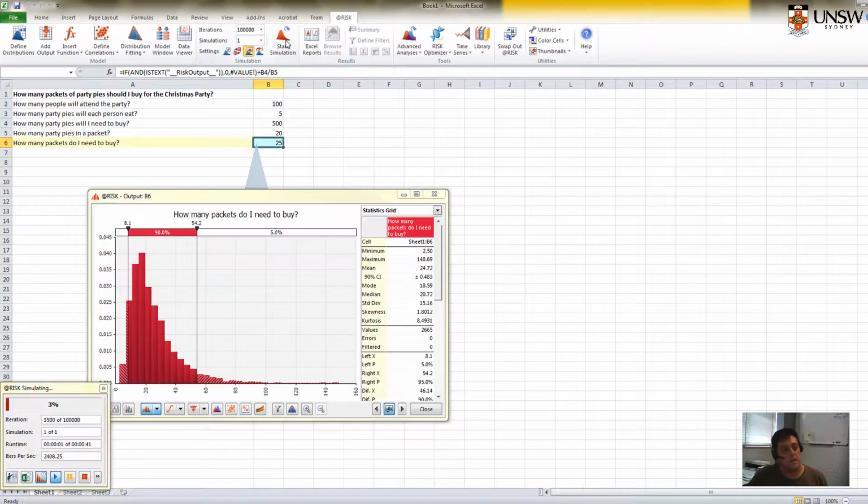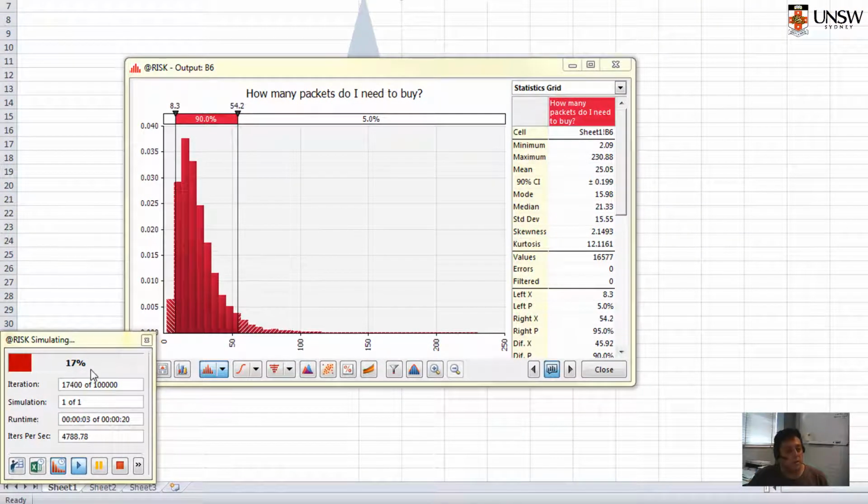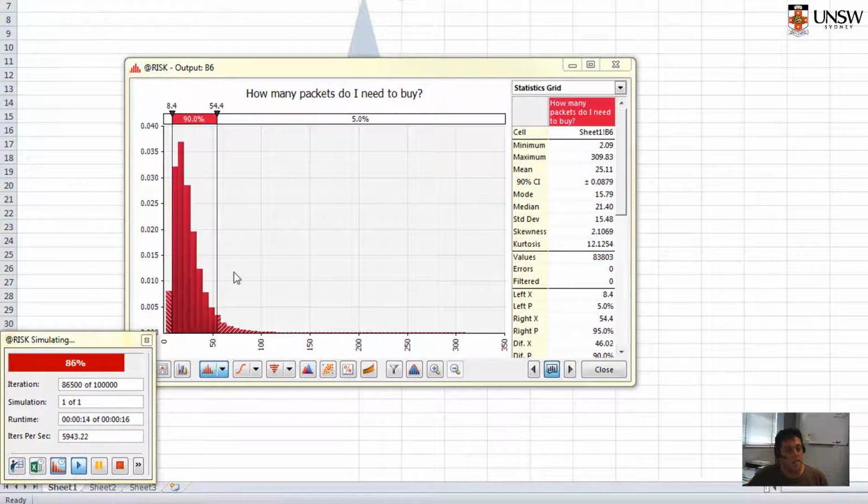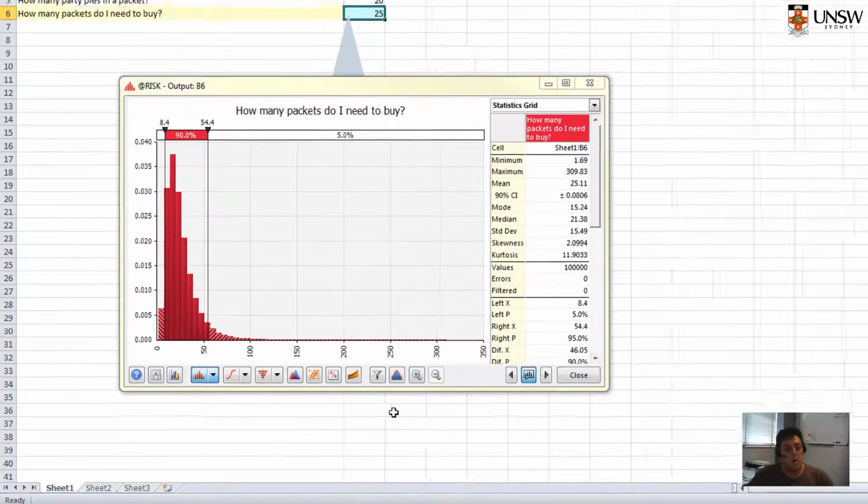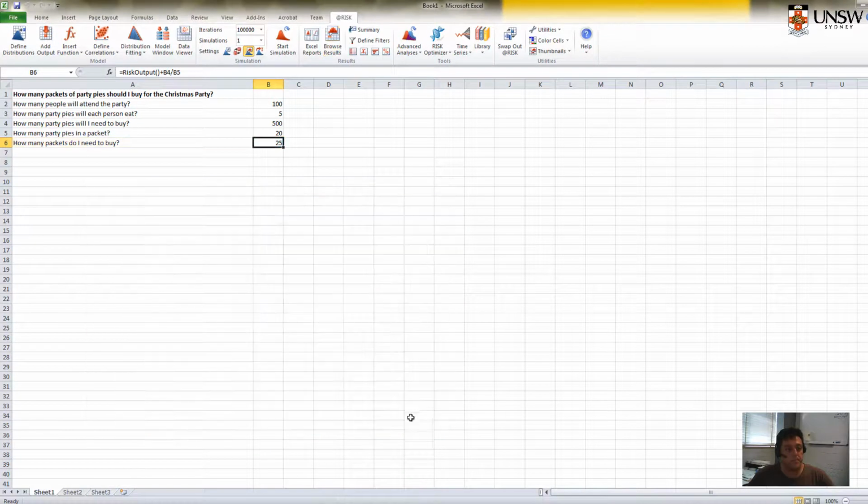So here it is running through the randomly selected values. We can see the number of iterations that have been run down in this box at the bottom, and we're starting to see some of the results. This is how many packets do I need to buy being developed or simulated. All right, now we'll close that for a moment. We'll go back and we'll have a look at some of the values.